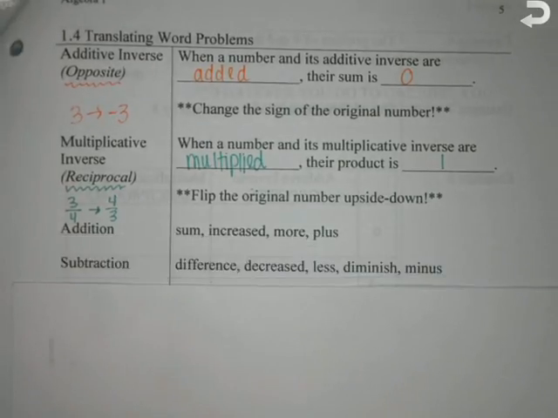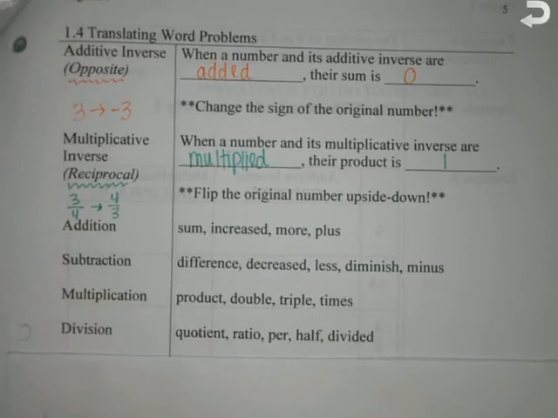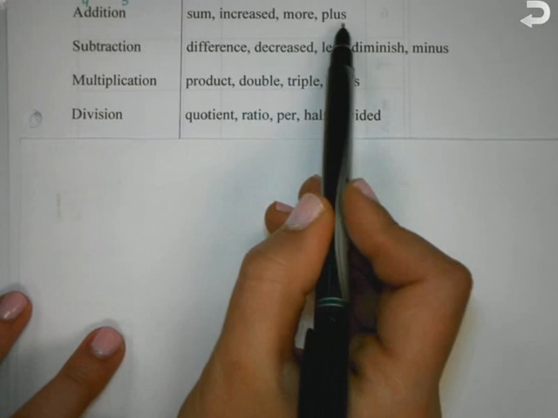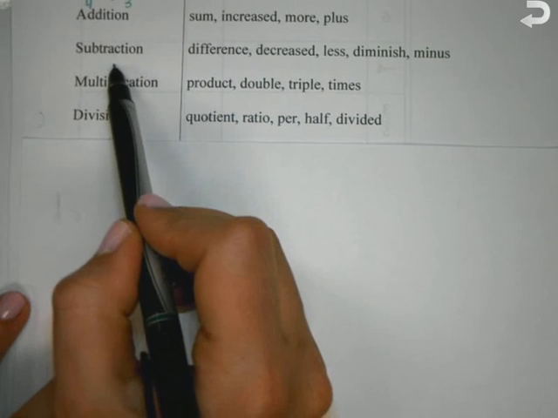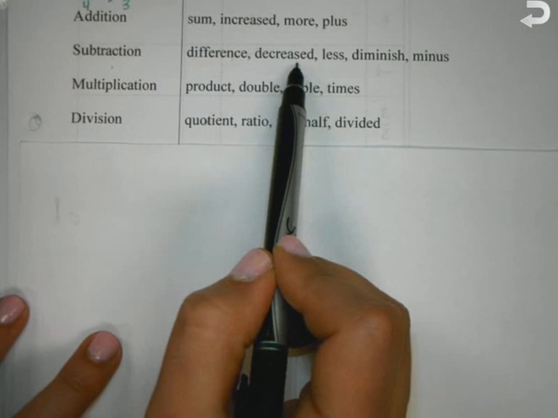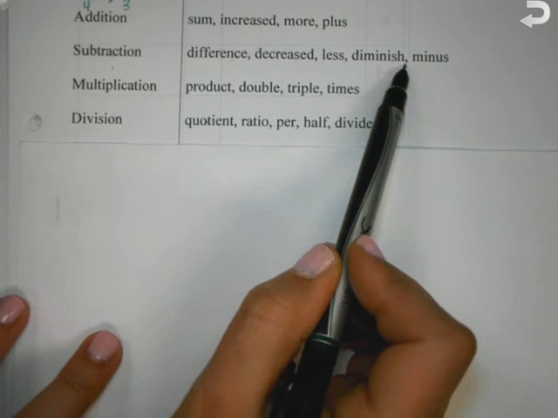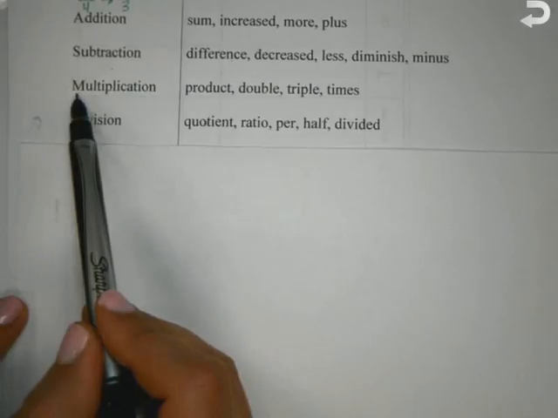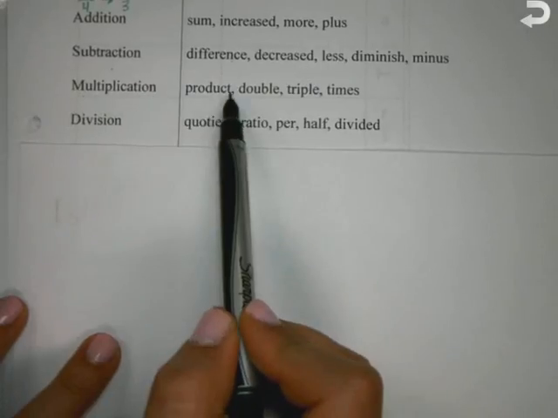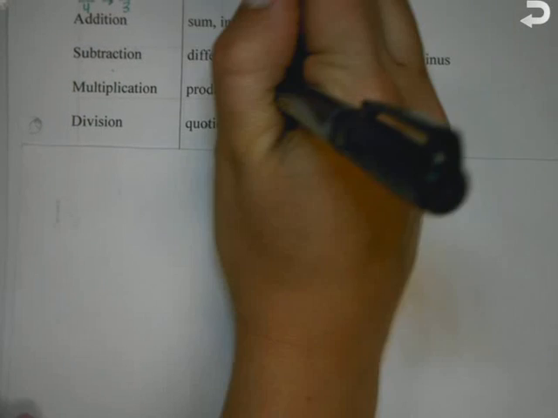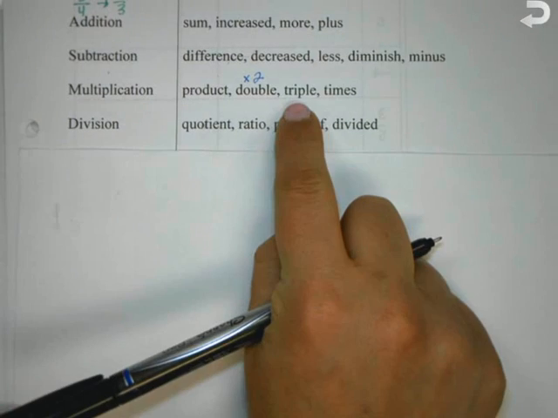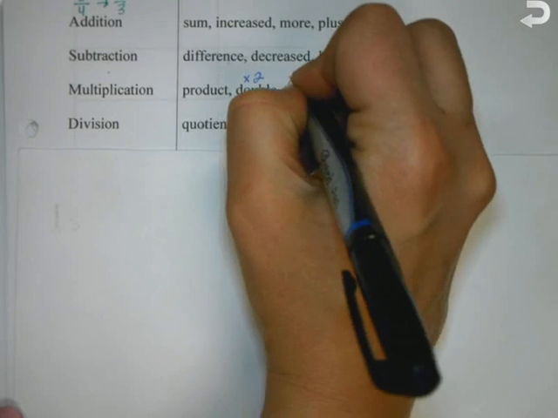Alright, now we have some words that mean different things. Words that mean addition: sum, increase, more, plus. Words that mean subtraction: difference, decrease, less, diminish, minus. Multiplication words: product, double. Double means I'm multiplying by what? By 2. Let me write that down. Double means times 2. What about triple? Times 3. And times also means multiplication.